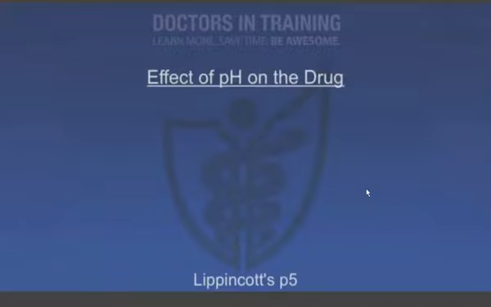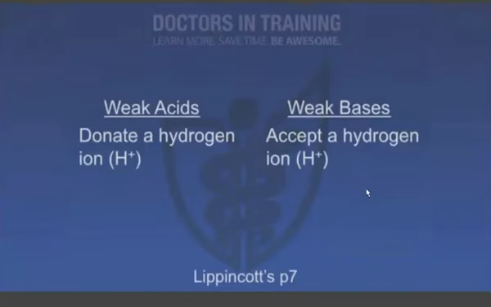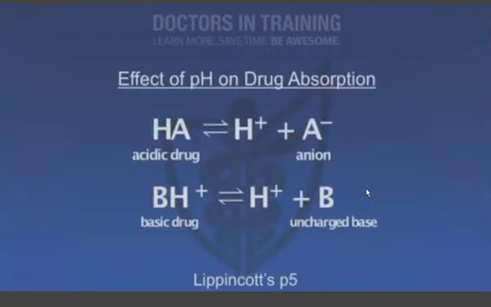Another factor that influences drug absorption is pH. Most drugs are weak acids, which means they donate a proton or a hydrogen ion, or they're weak bases, which means they accept a proton or a hydrogen ion. And you see the equation on the screen. These equations help us to know how much pH is going to influence whether or not this drug is charged or uncharged. And you have to remember that charged drugs are not going to pass through the cell membrane very easily, whereas an uncharged drug will.